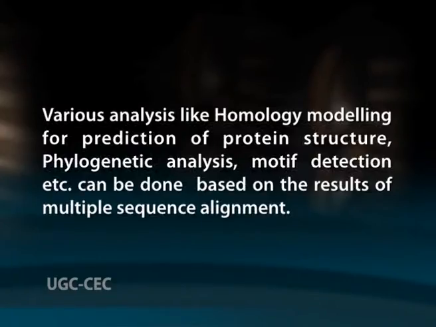A multiple sequence alignment is similar to the pairwise alignment, but it uses more than 2 DNA or protein sequences. It is an extrapolation of the pairwise sequence alignment and aims at assessing and identifying the conserved sequence regions of protein domains and structures across a group of sequences hypothesized to be evolutionarily related. Various analyses like homology modeling for prediction of protein structure, phylogenetic analysis, motif detection, etc. can be done based on the results of multiple sequence alignment.